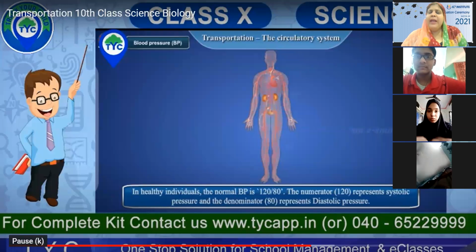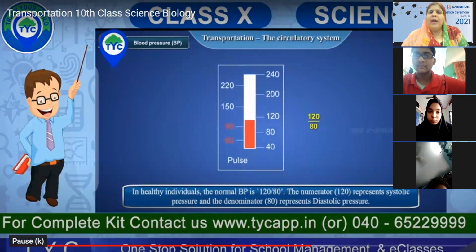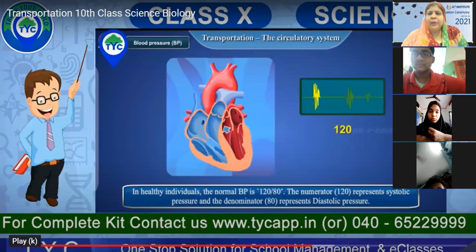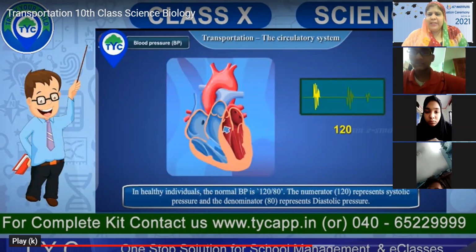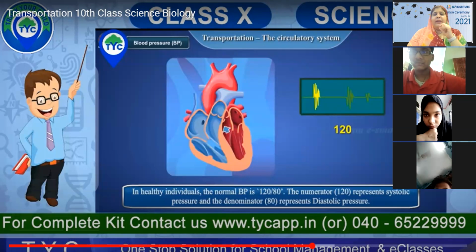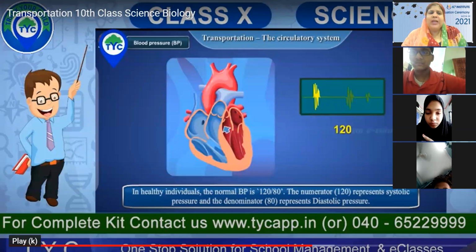In any healthy individual, it is 120 by 80, where the numerator is 120 and the denominator is 80. The 120 is called the systolic, and 80 is called the diastolic. So this is the standard and normal blood pressure. With this pressure, the blood has to flow in our body. If this changes, then there would be health issues.